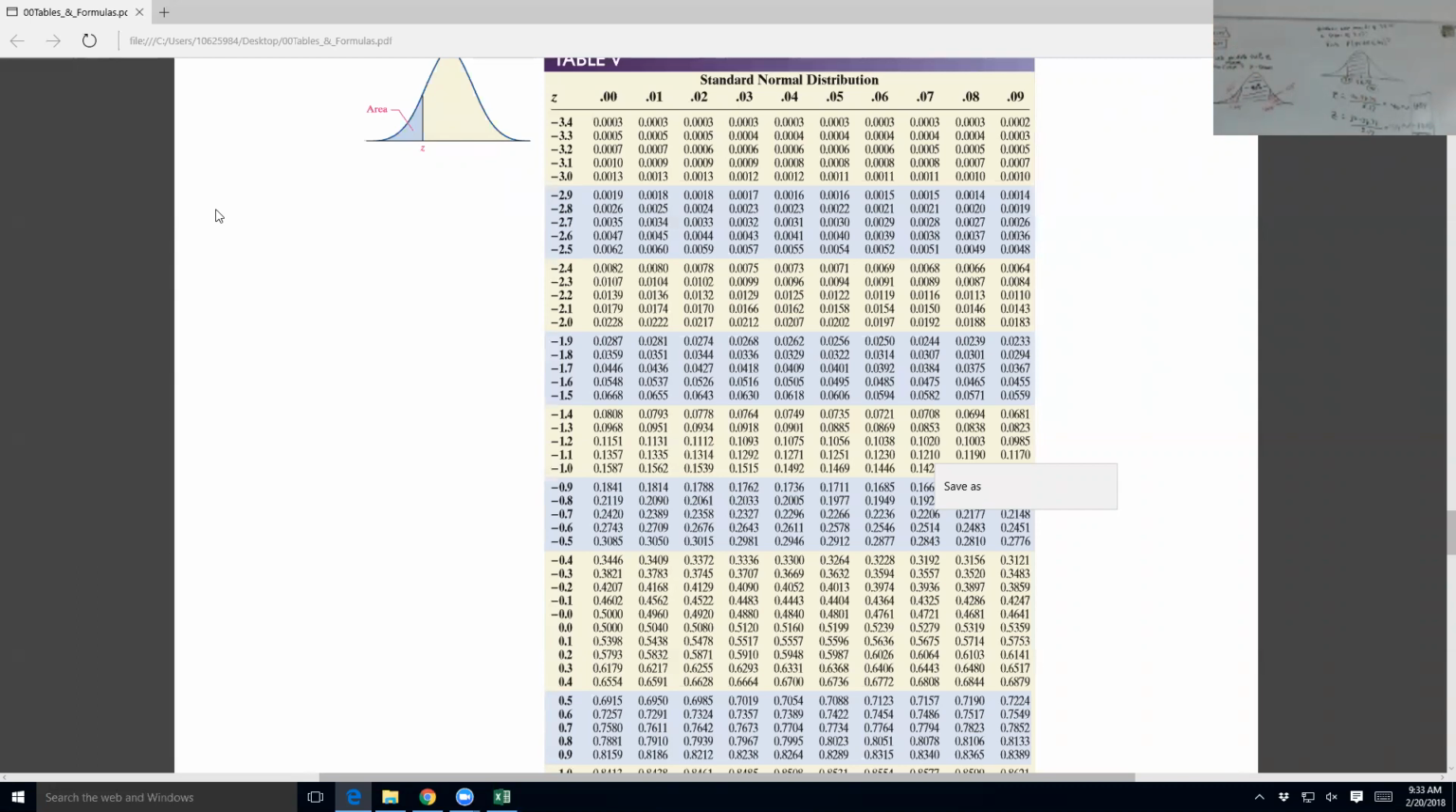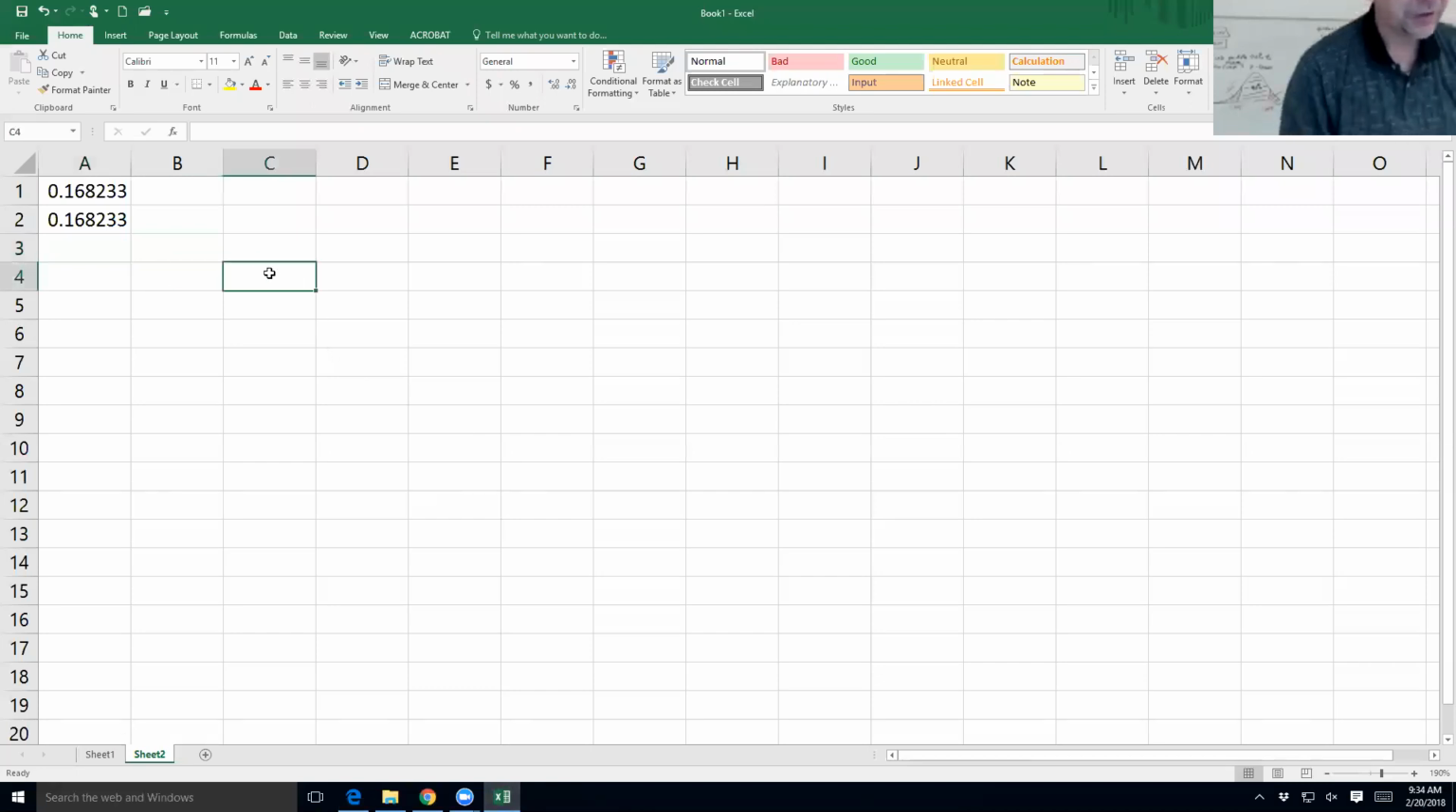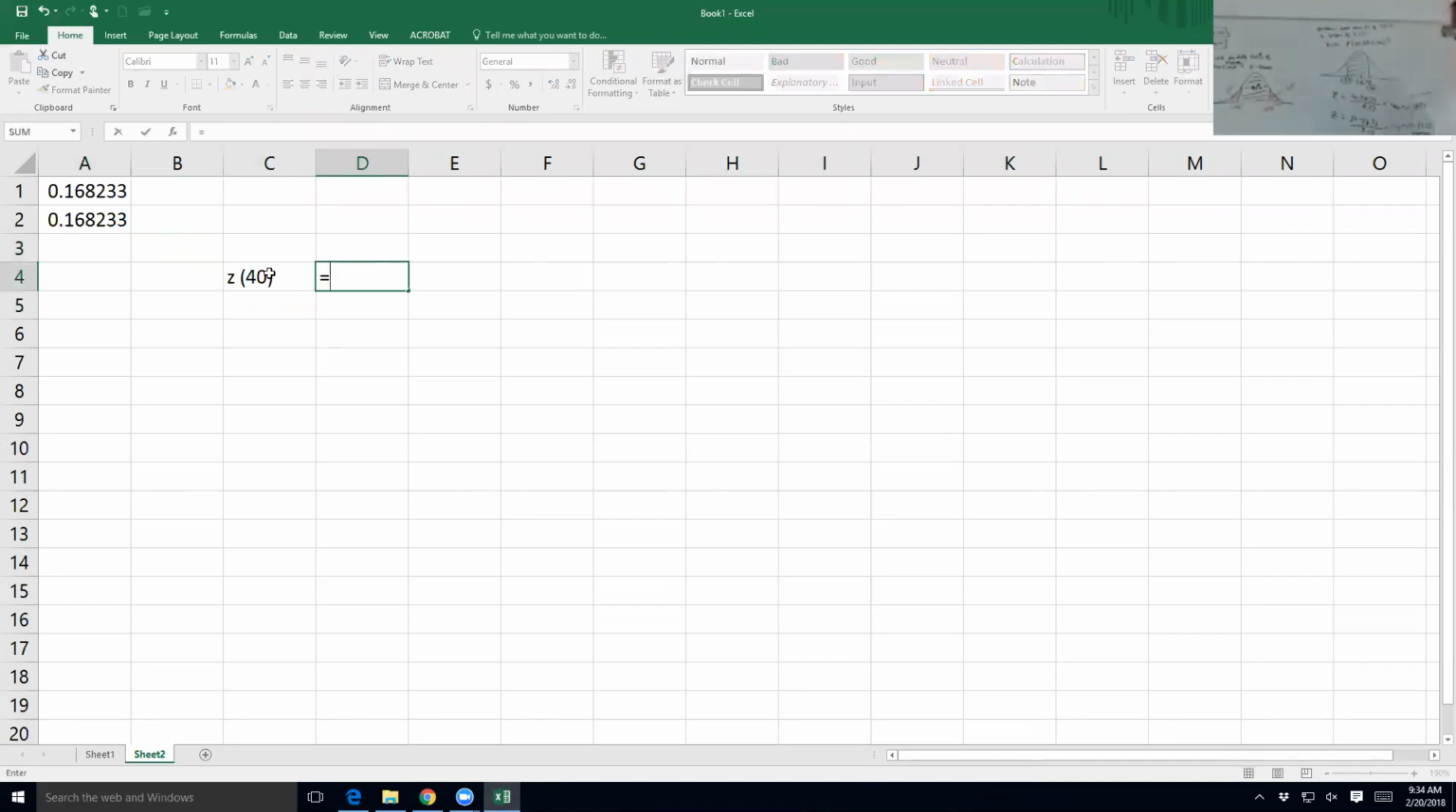Now, would you like to learn how to do that with Excel? Okay, here's how we're going to do that with Excel. We're going to still need to find our z-score. So z for the 40 equals 40 minus 38.72 divided by 3.17. Okay, so 0.40. We got more digits, so we're a little bit more accurate.